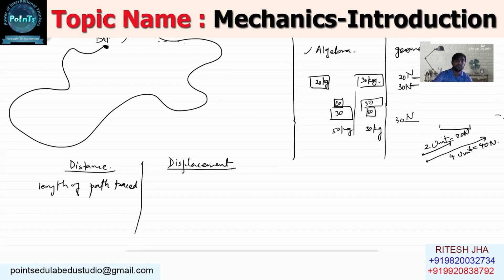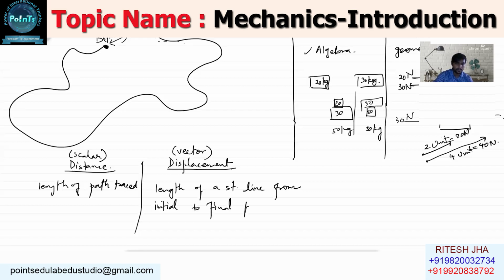But displacement, you said shortest distance. Do you mean to say that vector is the shortest scalar? I meant to say that displacement is how much you've moved from the initial. No, that's a wrong definition, saying it's the shortest distance. It is the length of a straight line from initial to the final position. It should be defined this way: it is the length of a straight line from initial to final position.